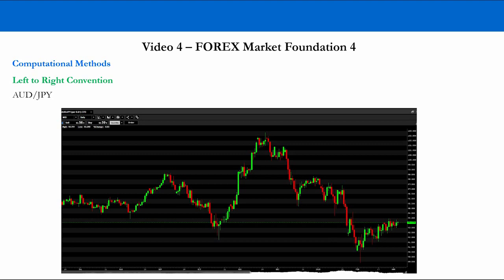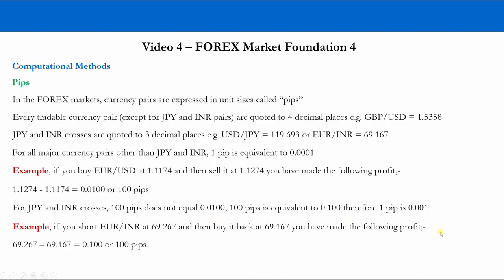So when we move on to the systematic process later, we're going to be looking at this a bit more closely in terms of optimizing trades fundamentally and optimizing from a capital commitment perspective. But let's continue to build out our foundation in computational methods, and let's look at one of the computational situations in the Forex market, which is called pips or pip values. So in the Forex markets, currency pairs are basically expressed in unit sizes, and those unit sizes are called pips.